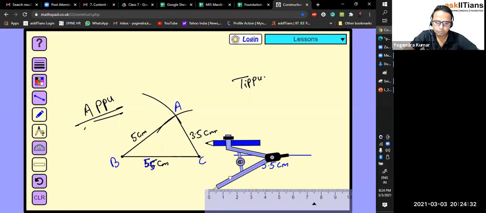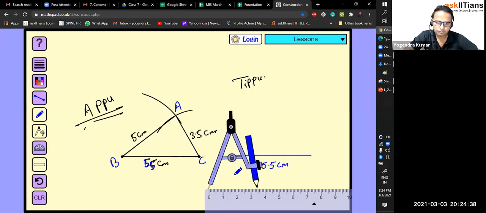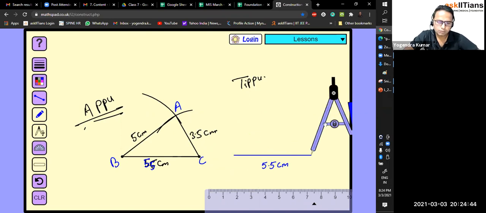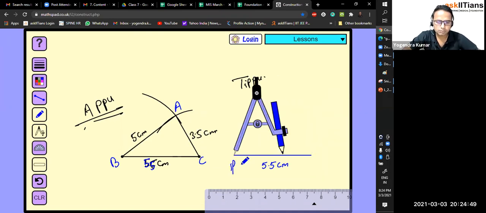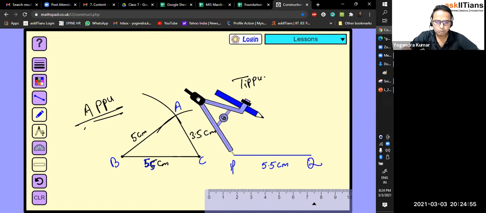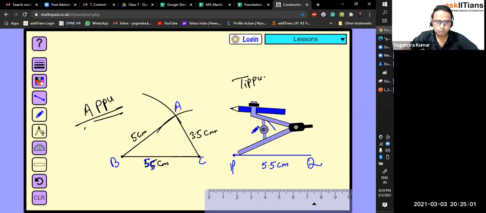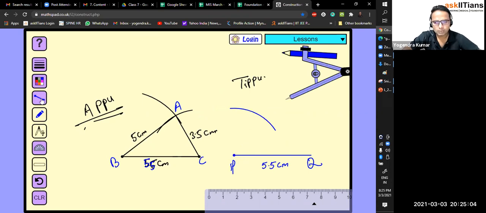Then Tipu took 3.5, right? Right, 3.5 is there. So obviously from this end, let's say this is PQ. Tipu drew this length. Now what is the thing here? You need to understand this. He can make the triangle like this, like this, like this, right? He can join anywhere.